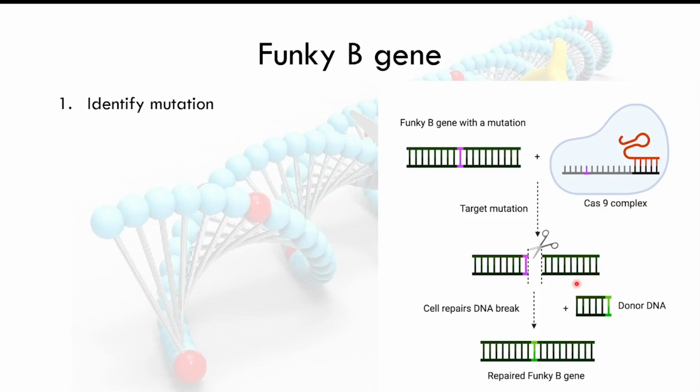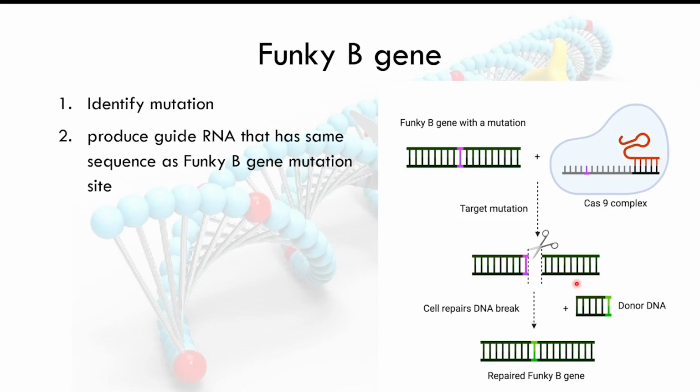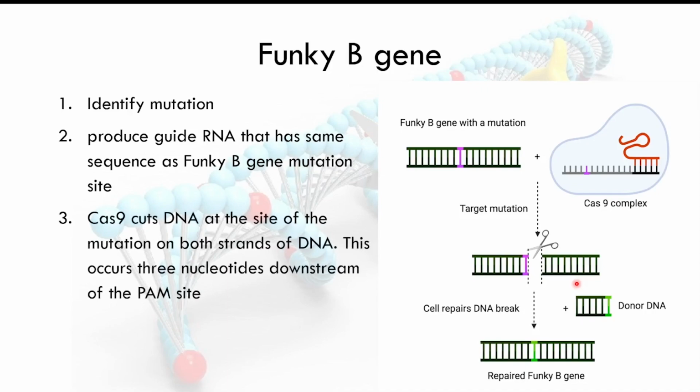First off, we have to identify the mutation. We need to know where that mutation is, and often it is one base pair that has mutated. So we need to run that person's genome, find out where that issue is, and identify it. We then need to produce a guide RNA that has the same sequence as the funky B gene mutation site. Cas9 comes along, matches it up, and cuts both strands of the DNA at that site.